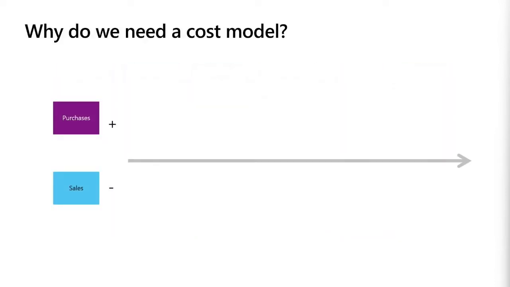Now let's look at what happens when we have multiple transactions occurring over a certain amount of time. The gray arrow pictured here represents our timeline.